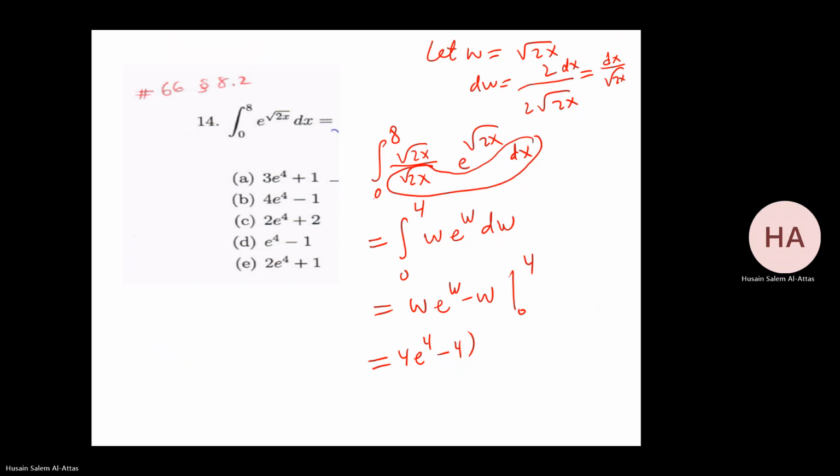Okay, did we make any mistakes somewhere? Multiply by square root 2x. That will be 1 over 2 square root 2x times the derivative of 2x, which is 2. That will be cancelled.